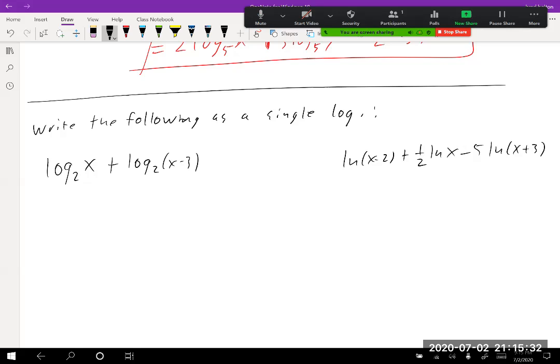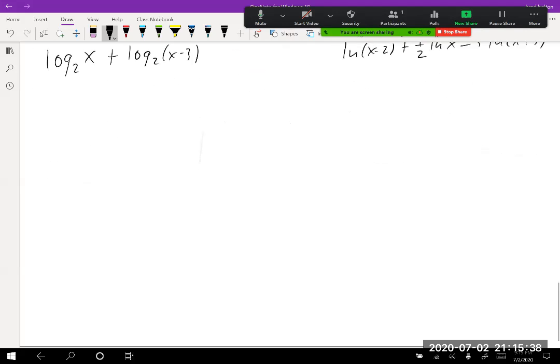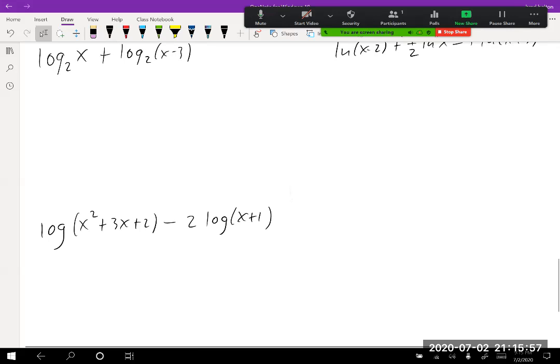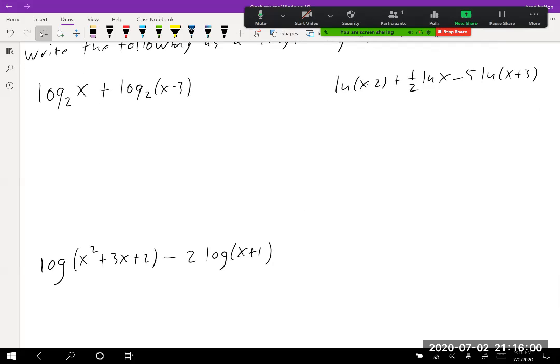Let's see here. Oh, I think this is a good one too. Log of x squared plus 3x plus 2 minus 2 log of x plus 1. Yeah, I like that one. So we can do that one right now too. All right, so you know what? I got one more. I like this one too. Log base 2 of 1 over x plus log base 2 of 1 over x squared.